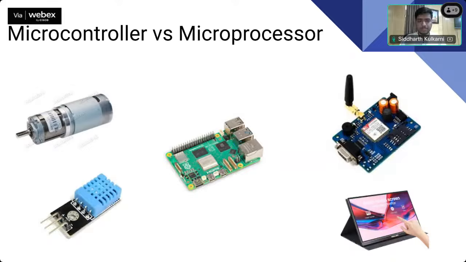Now, the photo you see here has a microprocessor in the center. This is a Raspberry Pi 4, which you must be familiar with. Then on the left hand side, there is a motor, a DHT11 temperature humidity sensor, a GSM module, and a screen. So can all of this be controlled together by our Raspberry Pi? The answer is yes. A Raspberry Pi has 40 GPIOs and it can control all these peripherals together. But should we? Why?